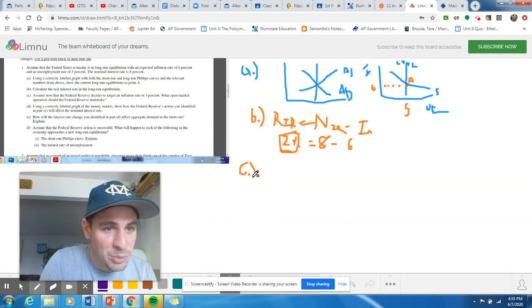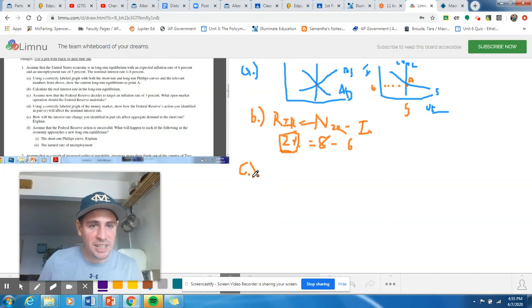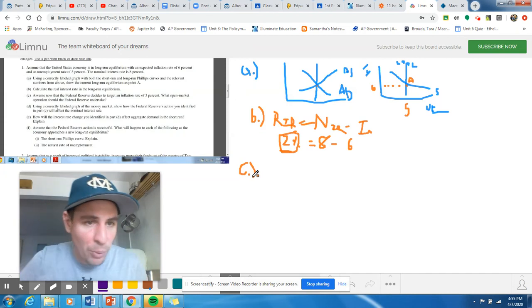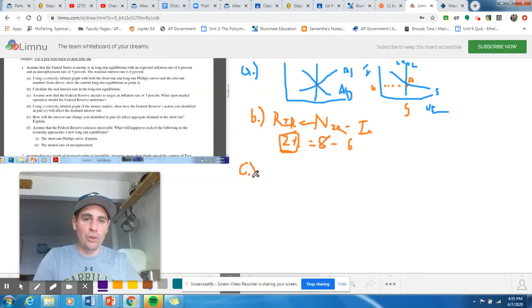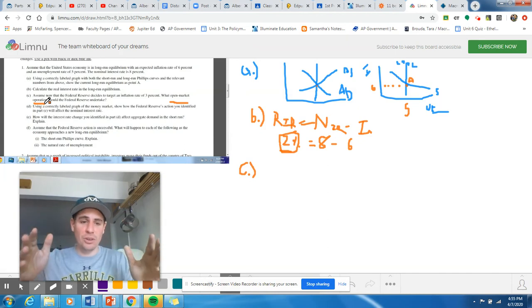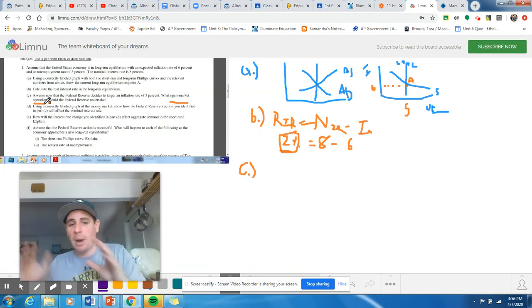That's why. I see some of you going, why the heck did you do that, Mr. Brady? Assume that now the Federal Reserve decides to target an inflation rate of 3%. What open market operation should the Federal Reserve use? So some vocabulary there. Open market operation, we should know, is the buying and selling of bonds. Well, the good news here is if you're totally uncertain, but you know what buying and selling is, you got a 50% chance. They're either going to buy bonds or sell bonds. But let's just go over it to make sure we know at 100%.